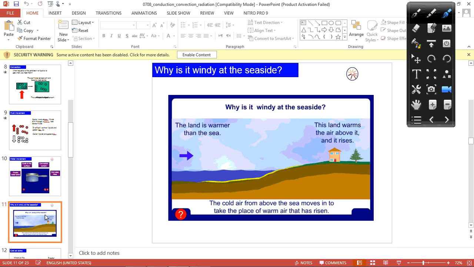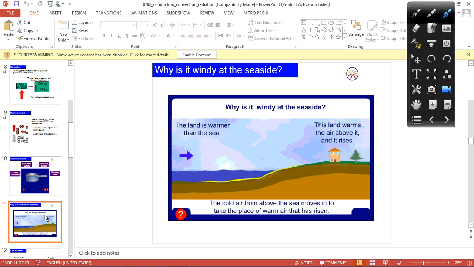And I used this as an example before when we were talking about the transfer of heat energy, maybe talking about convection currents around the sea, or sea currents and warm currents. Now, why is it windy at the seaside? The land is warmer than the sea. I told you before, the land has a tendency of absorbing more heat energy faster than the water. This land warms the air above it, and it rises. Now the cold air from above the sea moves in to take the place of the warmer air that is rising.